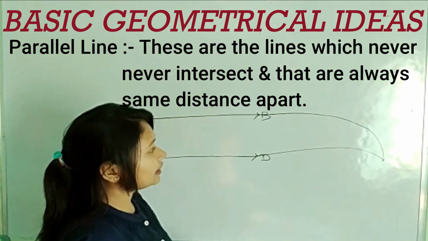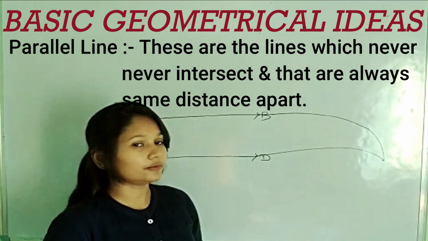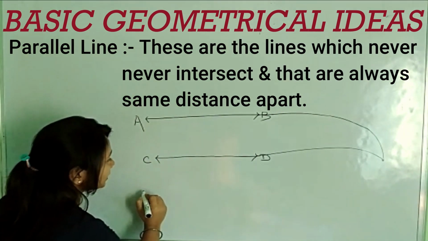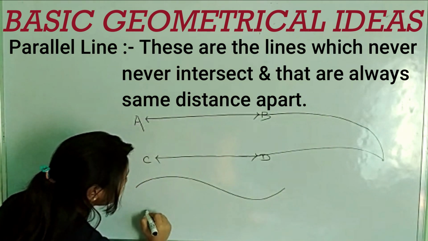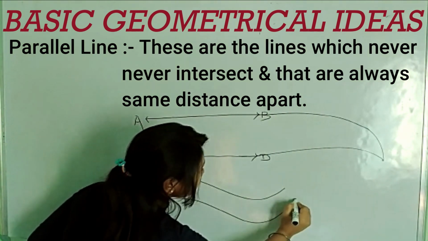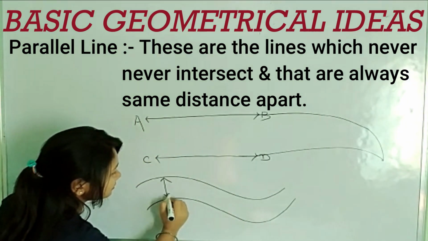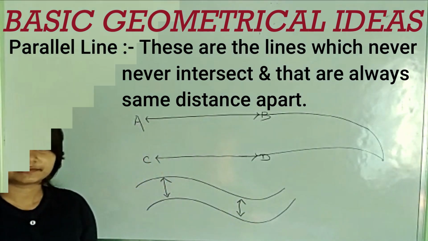And one more thing, chords can also be parallel lines, where they keep the same distance apart. Means, for example, railroad track. Chords can also be parallel lines when they keep same distance apart. For example, railroad track, right?